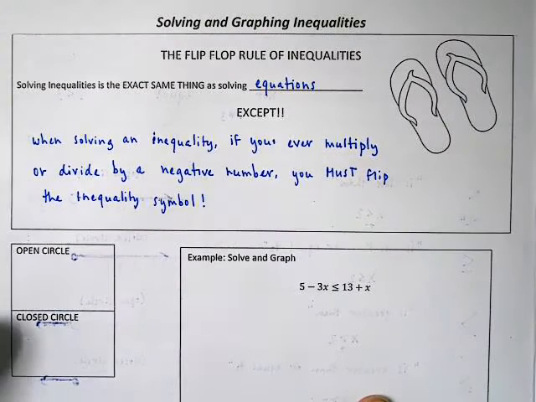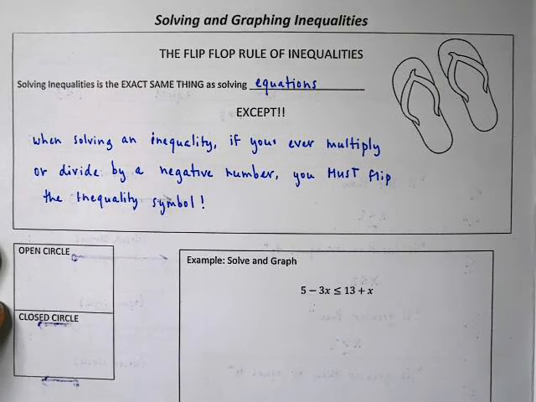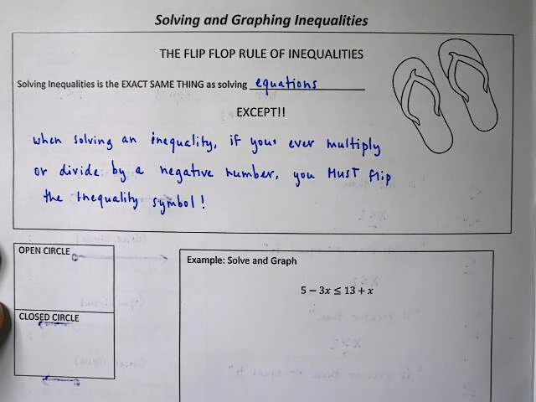So when solving an inequality, if you ever multiply or divide by a negative number, you must flip the inequality symbol. This is going to be super important, and again, this is the only thing that makes solving inequalities different from solving equations.